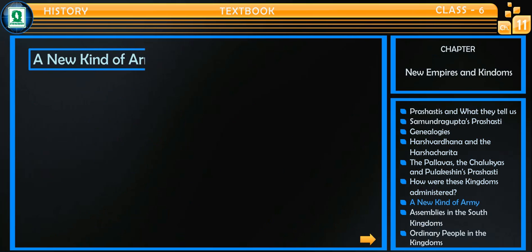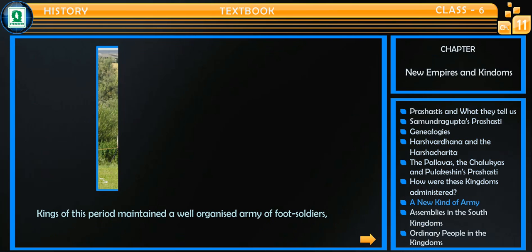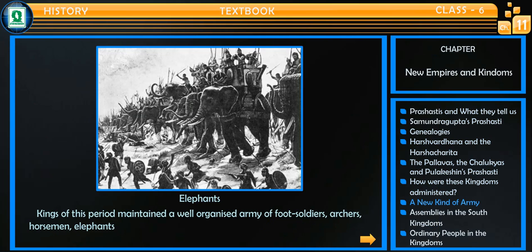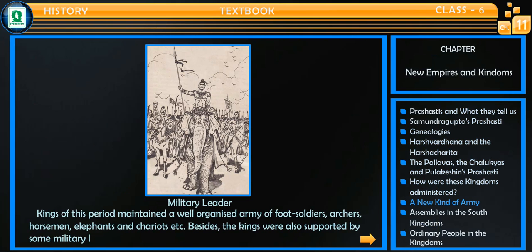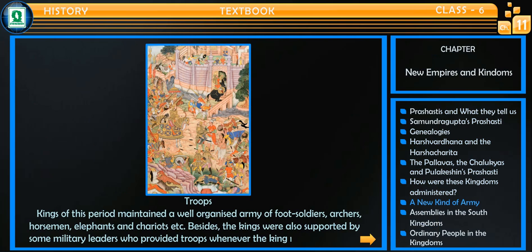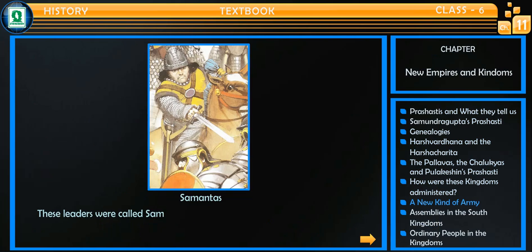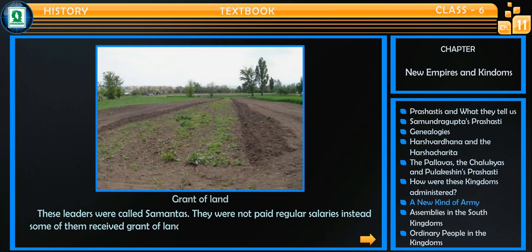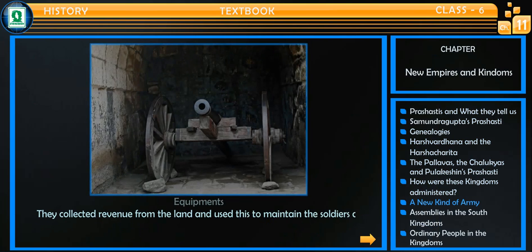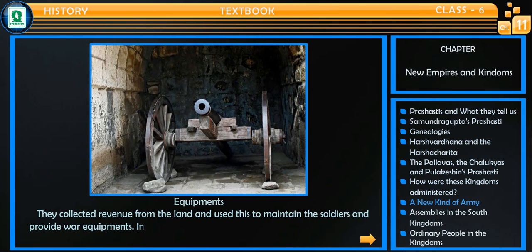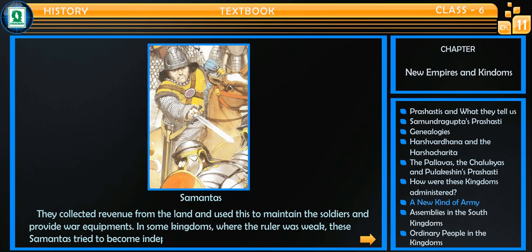A new kind of army. Kings of this period maintained a well-organized army of foot soldiers, archers, horsemen, elephants, and chariots, etc. Besides, the kings were also supported by some military leaders who provided troops whenever the king needed. These leaders were called samantas. They were not paid regular salaries; instead, some of them received grants of land. They collected revenue from the land and used this to maintain the soldiers and provide war equipment. In some kingdoms where the ruler was weak, these samantas tried to become independent.